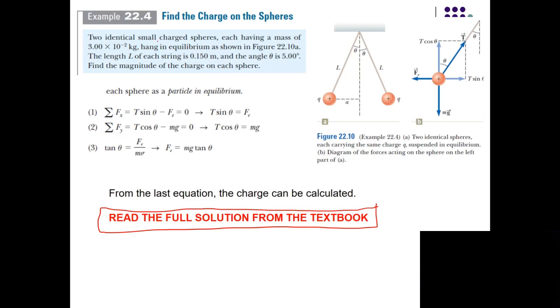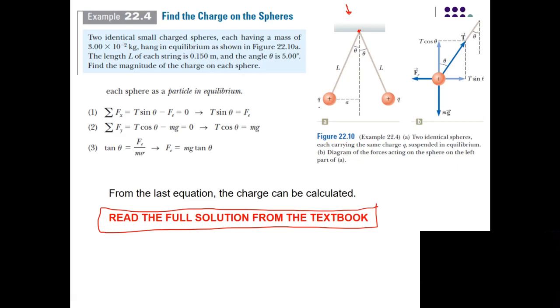So we have two identical small charged spheres, each having a mass of this value, hanging in equilibrium as shown in this figure. So it's hanging from here. The length L of each string is given. So this L is given. And the angle is 5 degrees. Find the magnitude of the charge on each sphere.